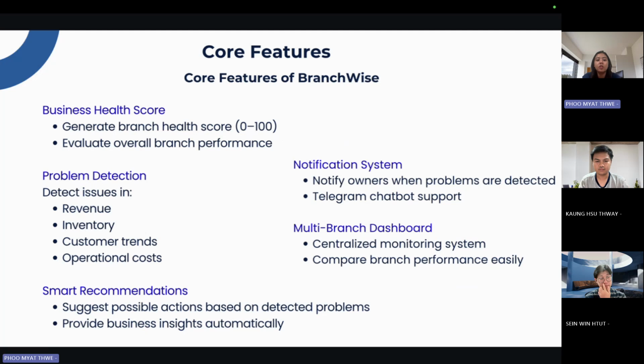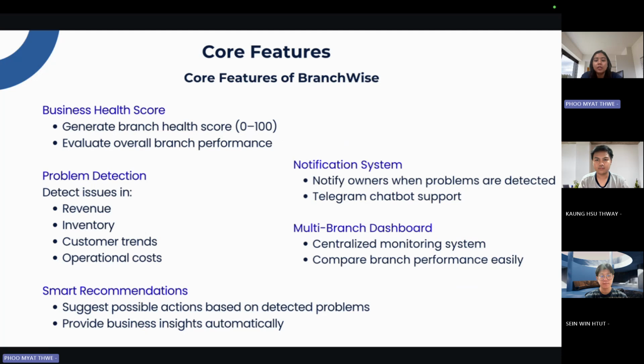The first one is the revenue, inventory, customer strength, and operational cost. If a problem is detected in these points, the system will notify the owners about what and where the problem is detected. We also make smart recommendations to solve the problems, suggesting possible actions based on the detected problem. Our system also provides business insights automatically, so the owner can make faster decisions than with manual decision support.